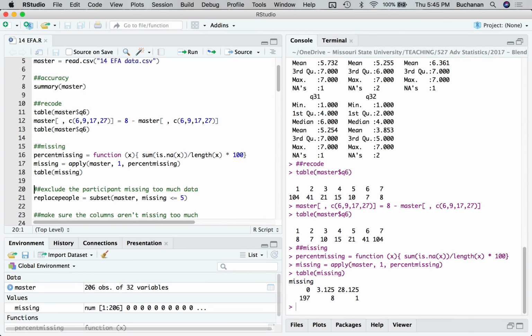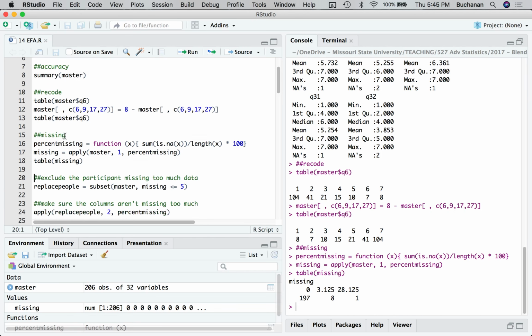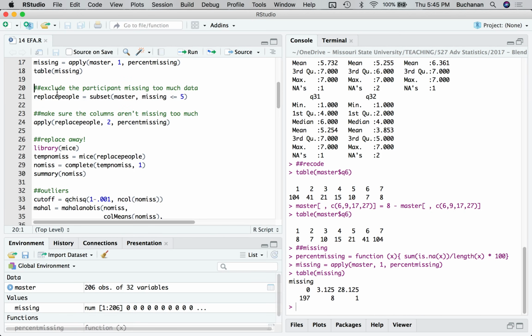If I run a table of that, I can see I have 8 people who are missing 3% of their data, which is where we can fill in, and 1 person who's missing 28% of the data, so we're going to exclude them. So I'm going to make my replace people data set, where I'm going to subset out the people who are missing too much data.